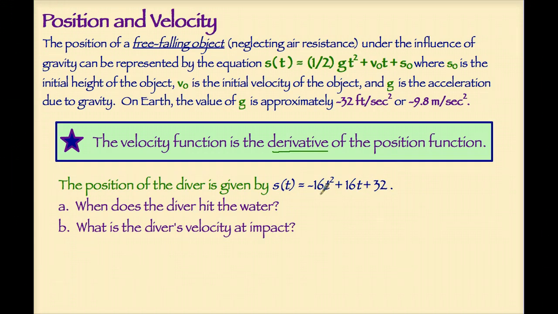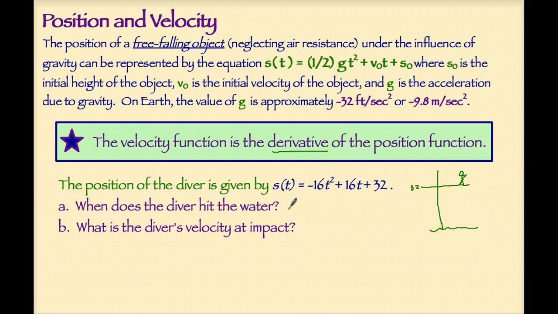Negative 16 comes from the acceleration due to gravity. Remember, this coefficient, g, is multiplied by 1/2. So the negative 16 comes from 1/2 being multiplied by negative 32. The 16, the coefficient of the t term, is the initial velocity. So this diver begins with an initial velocity of 16 feet per second. And the constant is s sub 0, the initial position. So this diver is starting at a height of 32 feet. Let's look at a little picture of what is happening with our diver. He or she is about to dive from a perilous height of 32 feet.